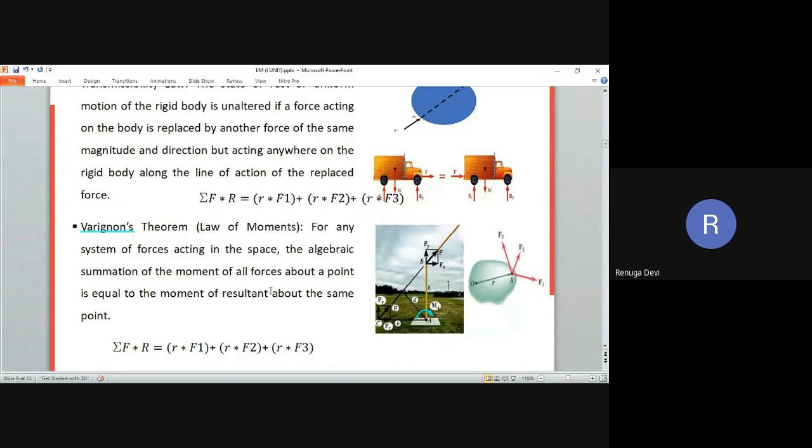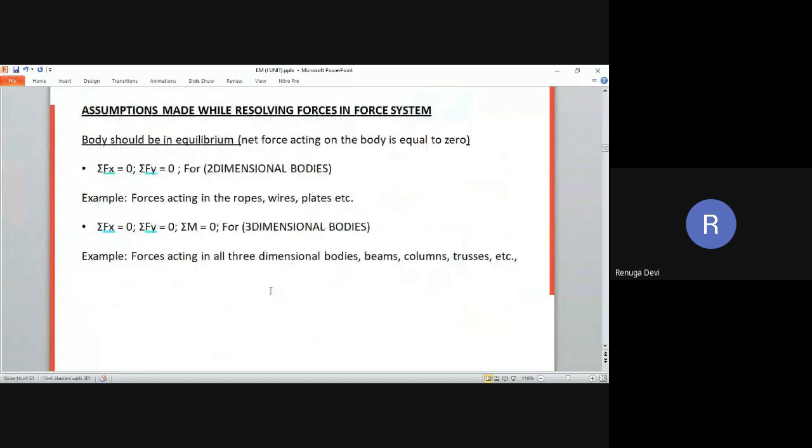So in that place also you will apply mechanics only. F cos theta, F sin theta, turning moment diagrams, and how much force is acting in the piston, how much force is acting in the flywheel, everything will come under this. So in these places, Varignon's theorem plays a vital role. You can find out the resultant force and resultant position. So in those places, this will be very helpful.